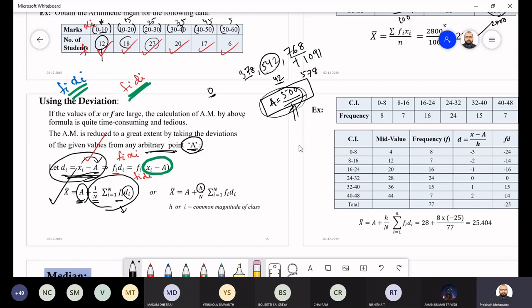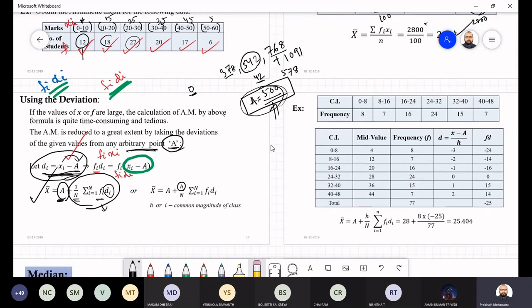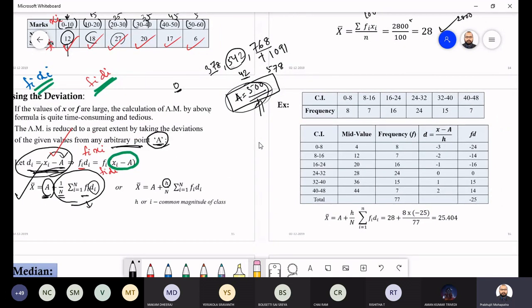Whenever we, for example, here we are having one example. These are the points. 0 to 8, the frequency is 8. 8 to 16, the frequency is 7. 16 to 24, the frequency is 16, 24 to 32, frequency 24, 32 to 40. These are the frequencies given. Okay. So whenever there is a class interval, what we have to do? You have to take the midpoint, correct or not?